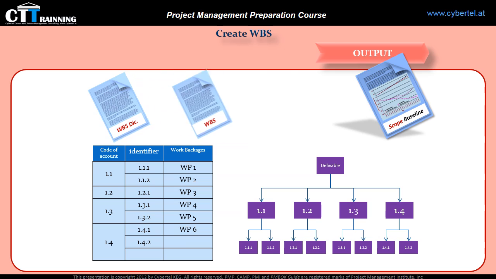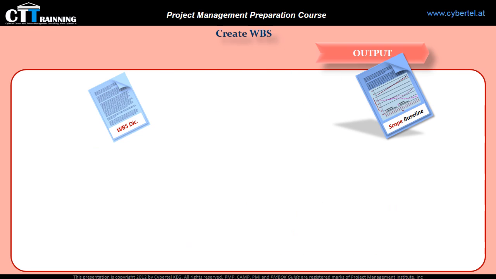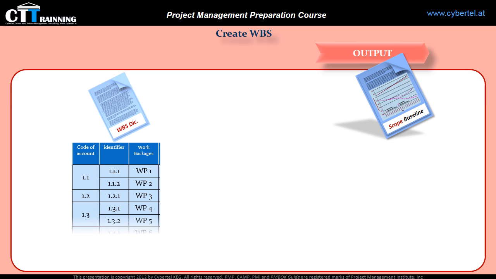But what is the WBS dictionary? The WBS dictionary is a document, most of the time an Excel sheet. It lists all WBS components with detailed information in regards to deliverables, activities, and scheduling. This document is to support the WBS.